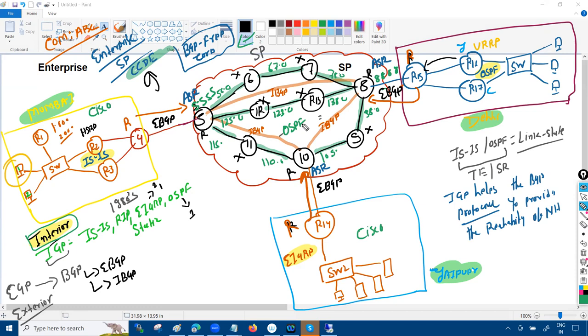People are always confused about BGP and IGP. If you have an IGP protocol, then why are we running the BGP protocol? And if you have a BGP protocol, then why are we running the IGP protocol? Dude, both are a mandated part. IGP is just helping the BGP protocol by providing the next hop reachability. If you don't run the IGP, your BGP will not work.